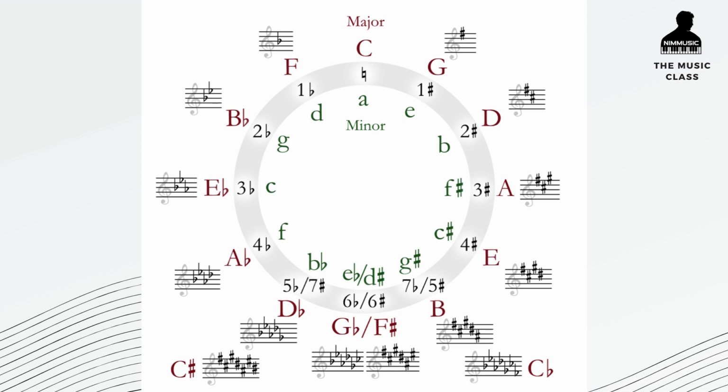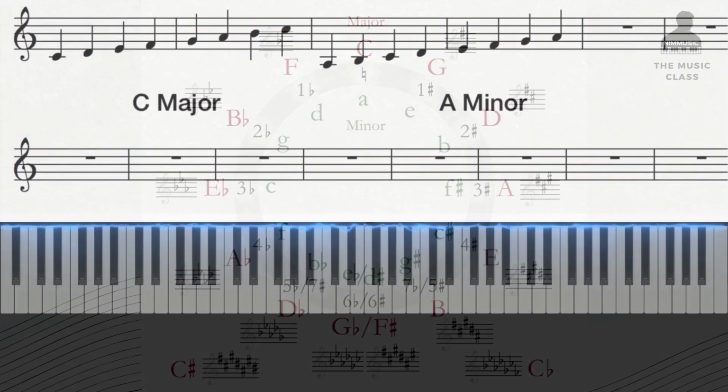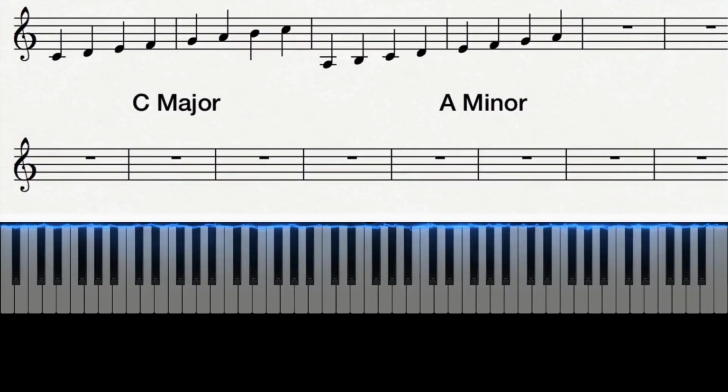The same is true on the flat side. B flat major and G minor are relative to each other. They both have 2 flats. Now, say you don't have access to the circle, and you want to figure out relative keys. Remember I mentioned before that to find the relative minor of a major key, the minor key starts on the 6th note of the major key.